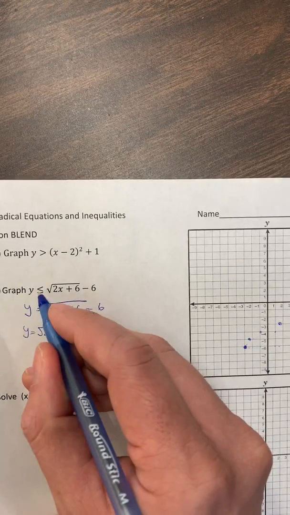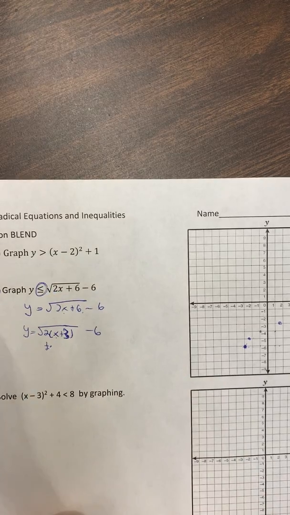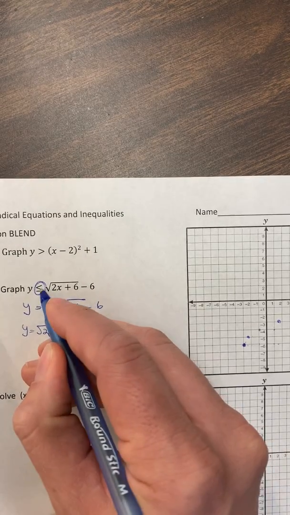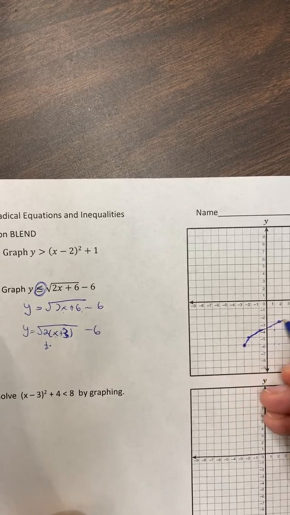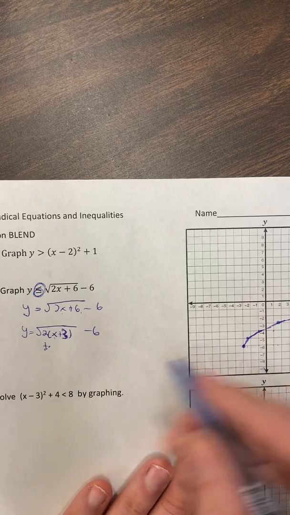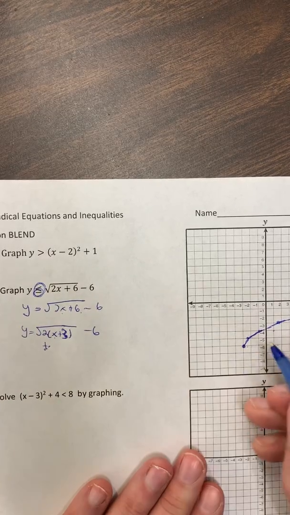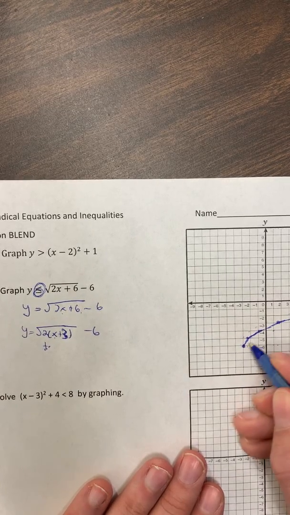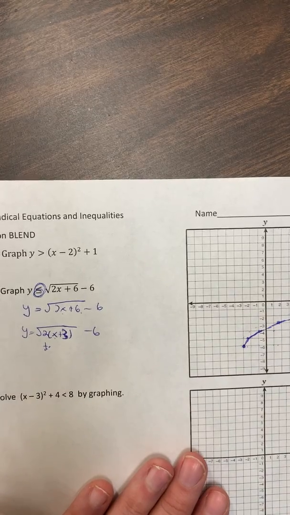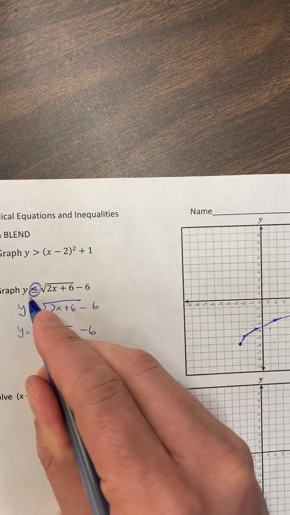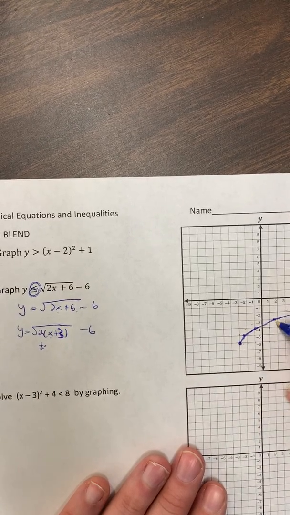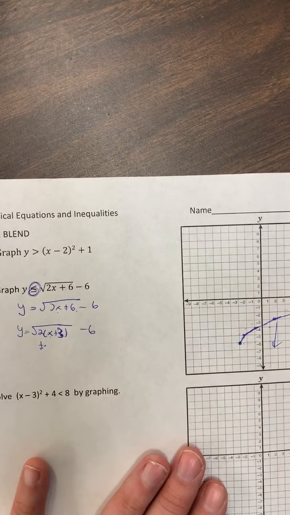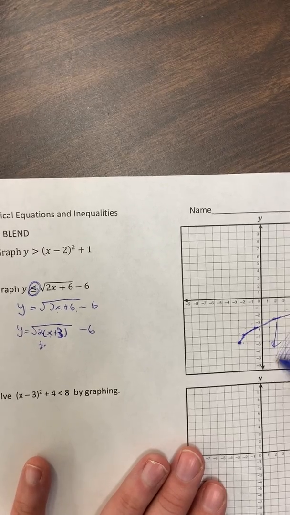But we're looking for where y is less than or equal to it. Because there's the equal sign, we can connect the line, because this is the line where the values will be equal. If it were just a less than sign or a greater than sign, we would use a dotted line to show that the y can't equal those values. But we're also looking for where y is less than these values. And y is below. And so what we're going to do is shade in below.